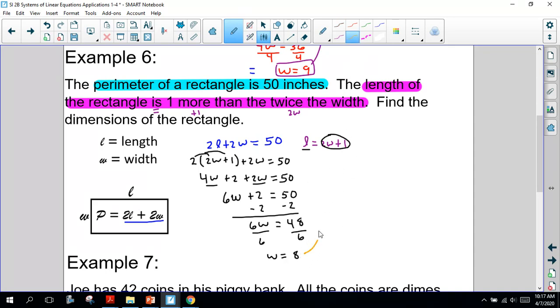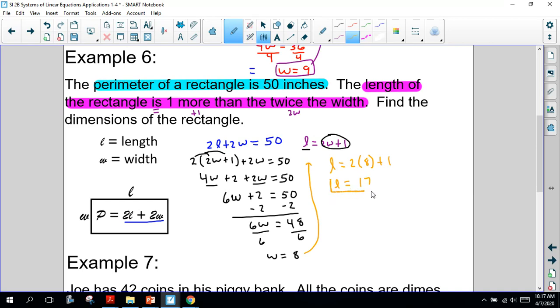Take that value, plug it back into one of the original equations. Since you already have the variable L here by itself, that's going to make it easy to plug into this one. So L is equal to 2 times W, or 2 times this value of 8, plus 1. And I'm just going to go ahead and do all this in one step because we know we multiply first, order of operations. 2 times 8 is 16, plus 1 more is 17.